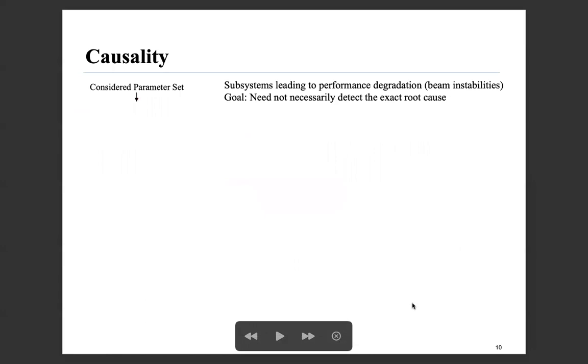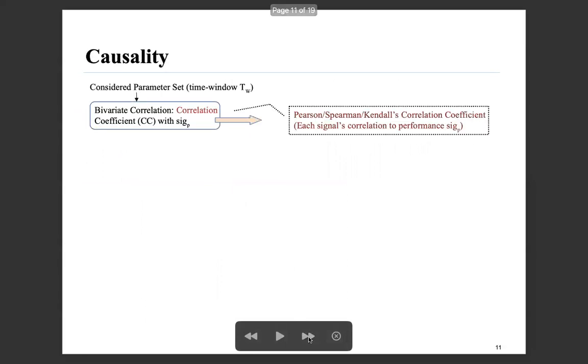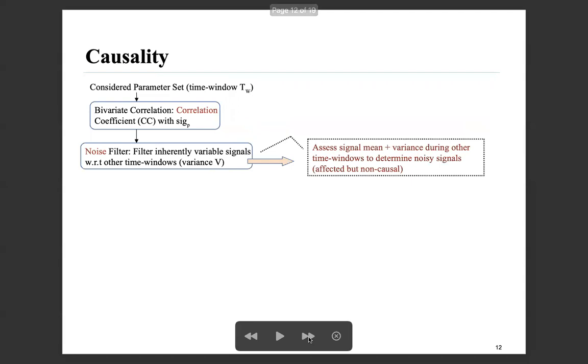Next, once we have an anomalous time window, we have ground truth for validation that we use for evaluating the results. So the idea is to first look at the correlation coefficient of each signal with performance, beam performance. So we consider both linear and nonlinear correlations using Pearson, Spearman, and Kendall's correlation. Next, as we know, correlation is not causation. So we try to analyze the mean and variance of the signals during various time windows to eliminate those signals that are inherently noisy or are inherently variable because they are not likely to be the cause.